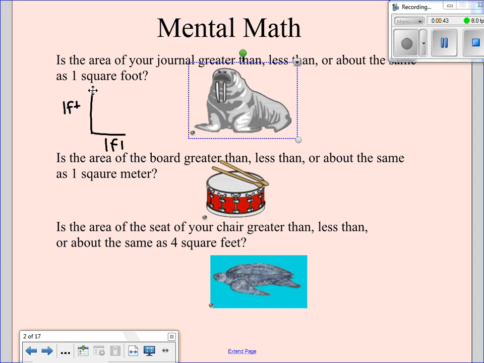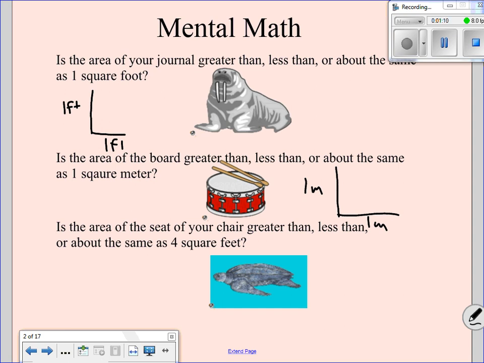Kind of funny. The next one: is the area of a board greater than, less than, or about the same as 1 square meter? We're dealing with the smart board, 1 square meter. If you don't know what a meter is, think about a yard, but you should know what a meter is. We have 1 meter, another meter. I'm at the smart board right now, and I would say that is about the size of our smart board. Okay, let's take a look at another one.